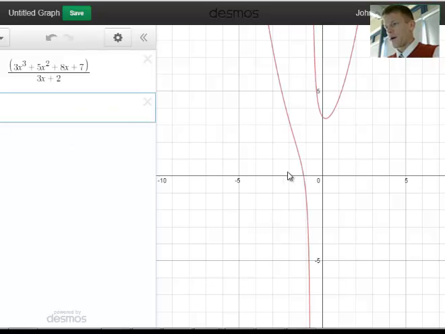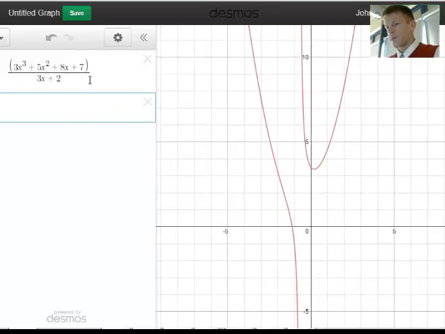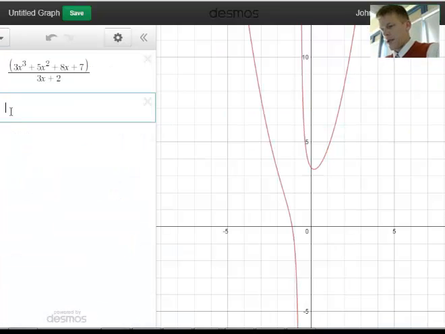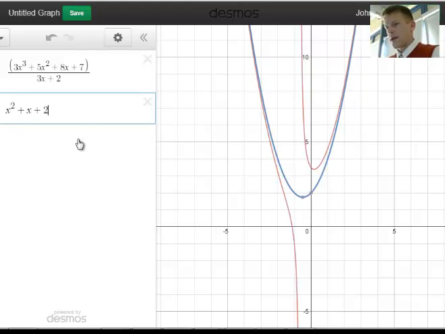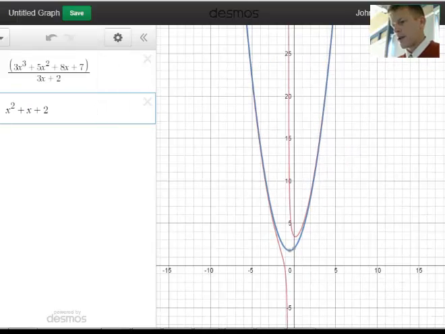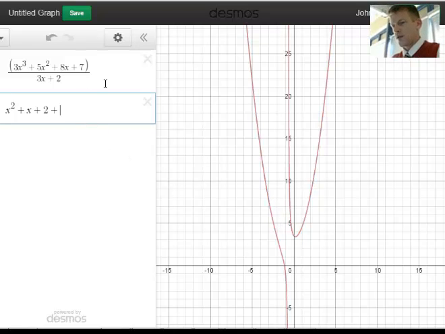Okay, so I'm back, and I've plotted the function that we were doing division by. Let's see if our quotient and our remainder term actually equal this. Going back to OneNote, I have x squared plus x plus 2. If I plot x squared plus x plus 2, you can see that the two functions look like each other in terms of end behavior if we zoom out, but we really don't see the same behavior until I add in the remainder term. The remainder term was 3 over 3x plus 2.